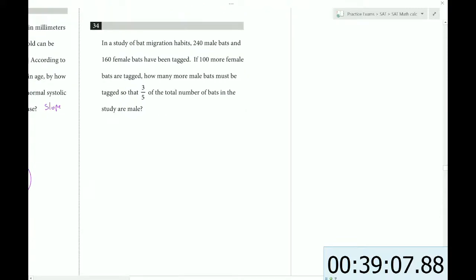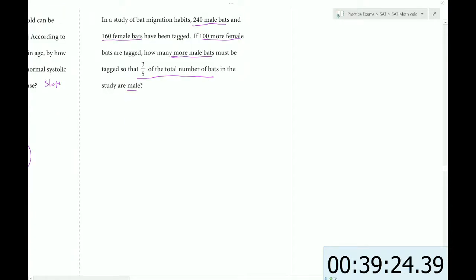In a study of bat migration habits, 240 male bats and 160 female bats have been tagged. If 100 more female bats are tagged, how many more male bats must be tagged so that 3/5 of the total number are male? Okay. So right now we have 240 male, and we have 160 female. Then we add 100 female. So now we have 260 female.